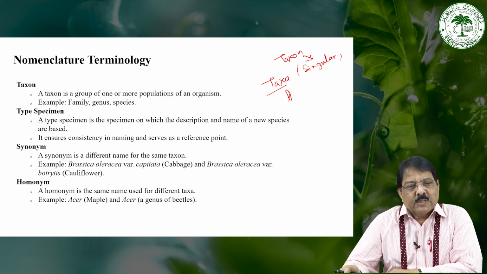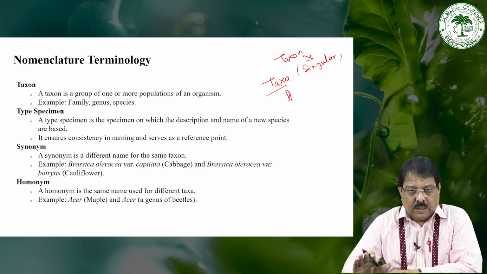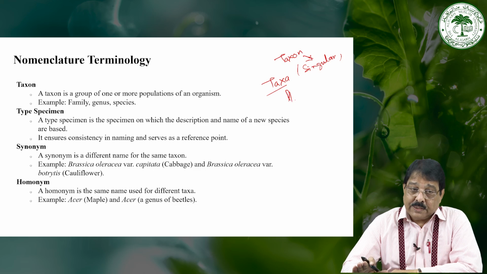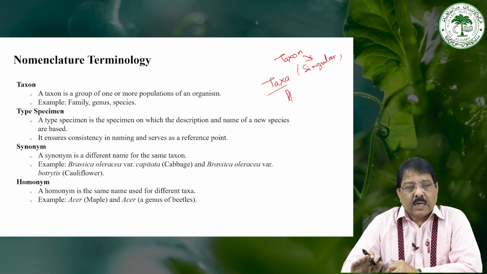Then the type specimen. What is the type specimen? Type specimen is that specimen on which the name of a taxon is permanently attached. A type specimen is the specimen on which the description and name of the species is permanently based. That is the type specimen.